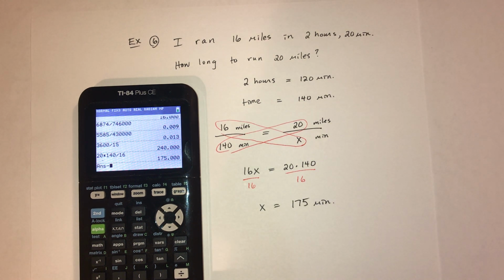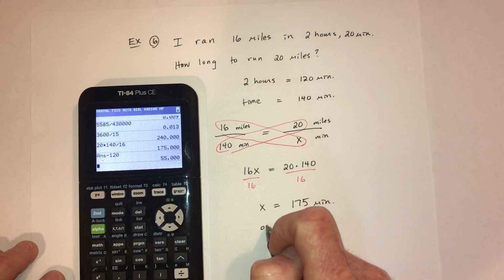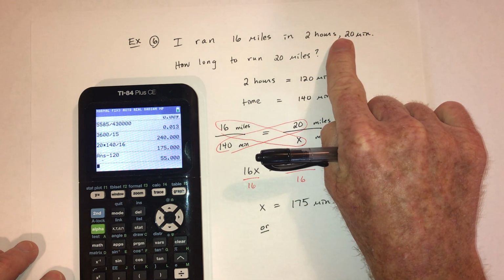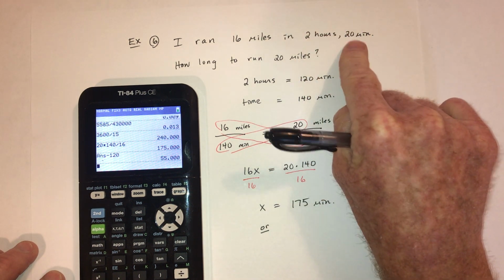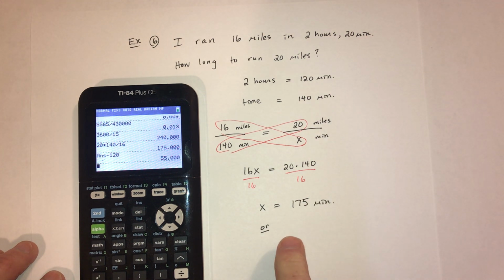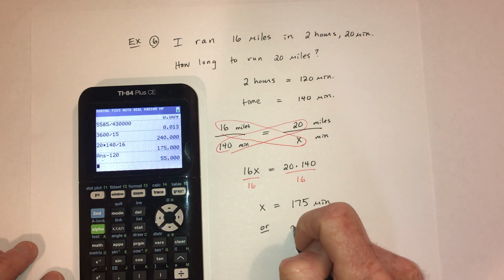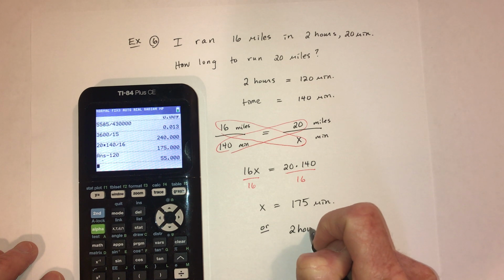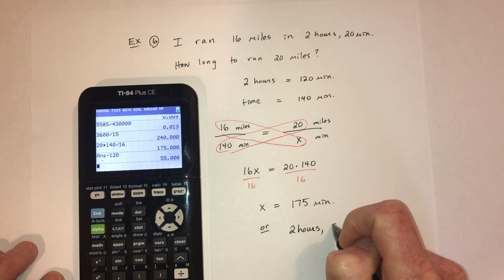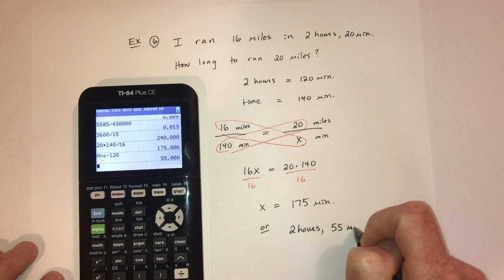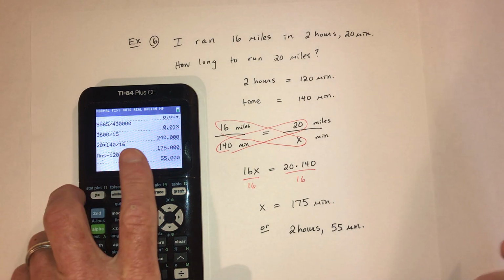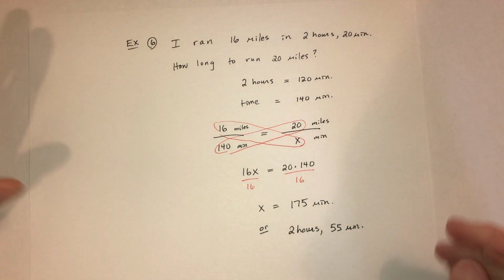So if you subtract off 120 minutes, or in other words, subtract off 2 hours, then it still leaves 55 minutes. So since the original problem had hours and minutes, then my answer should be the same in hours and minutes. So this would be 2 hours and 55 minutes. So just under 3 hours.